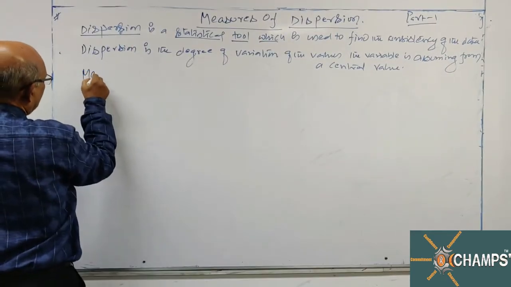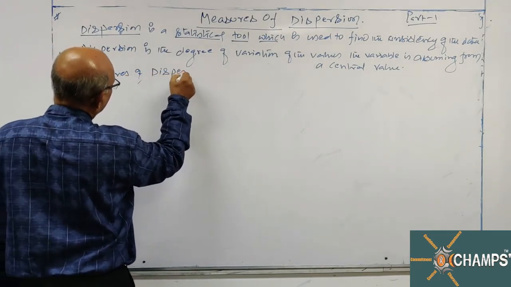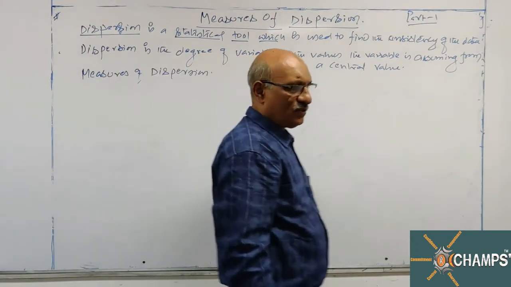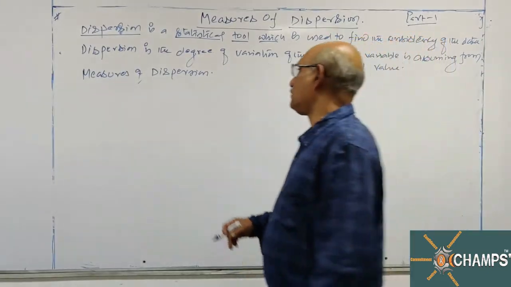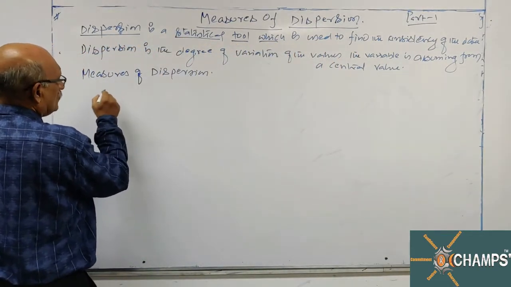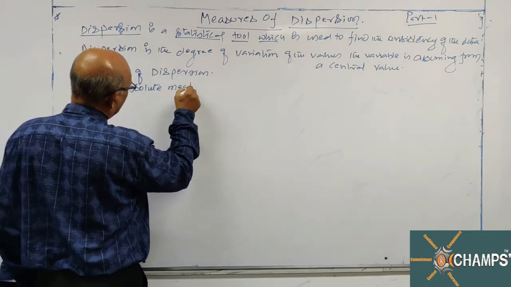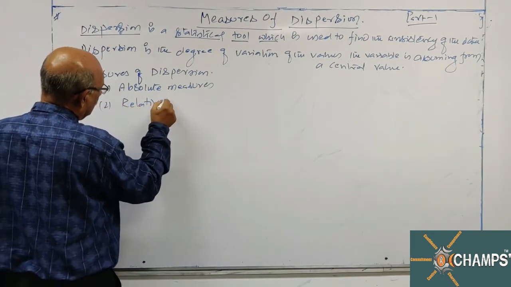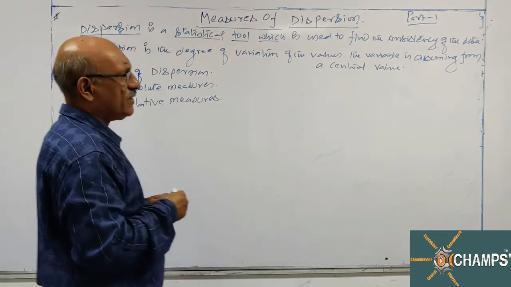Now, measures of dispersion. We have two approaches to calculate the measures of dispersion. One is absolute measure, the second one is relative measure. First one is absolute measures, second one is relative measures.